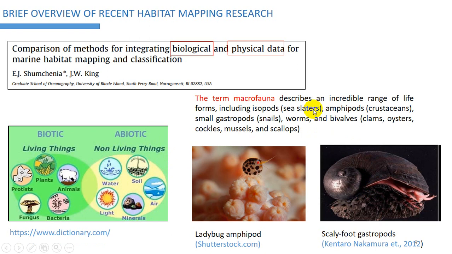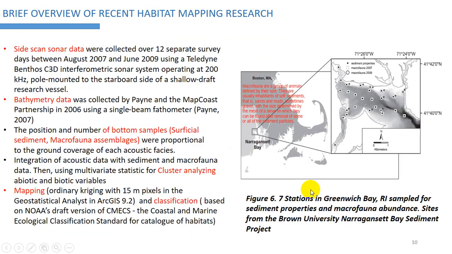This paper talks a lot about the macrofauna. So what is this? Macrofauna describes an incredible range of life forms. To easily understand that, you can think of it as very small animals living on the seabed surface. Yes, and this one is the kind of animal mentioned in this paper.